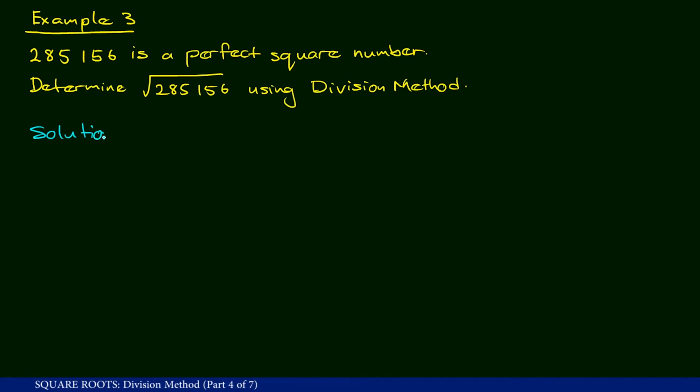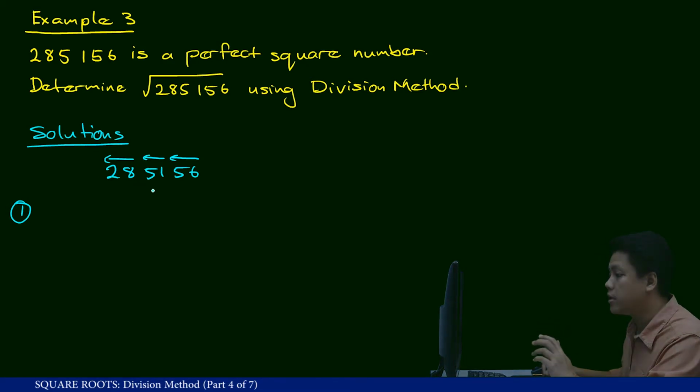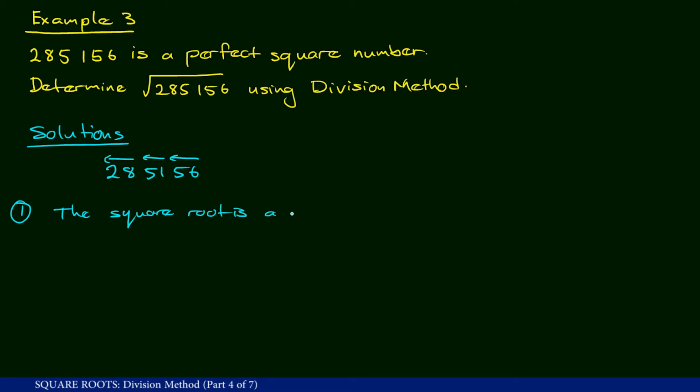So the solution. The first step is to divide the digits into pairs. In this case, 285156. The pairs start from the right. So this is the first pair, the second pair, and the third pair. Remember the first clue: because there are 3 pairs in this number, the square root is going to be a 3-digit number. So we are applying the lesson that we learned from the previous video. So what can you guess next?